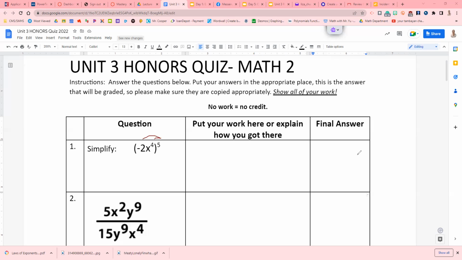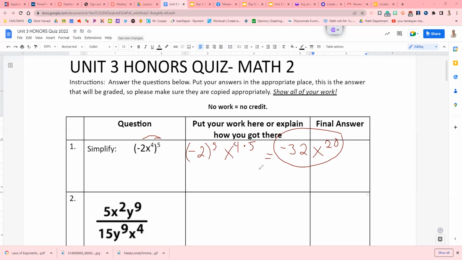So this should be equal to negative 2 raised to the fifth power, and then x to the fourth raised to the fifth. You can put times 5 instead. So that would be equal to negative 2 times negative 2 times negative 2 times negative 2 times negative 2, which is negative 32. And then x raised to the 20th power. So that's the answer for number 1.